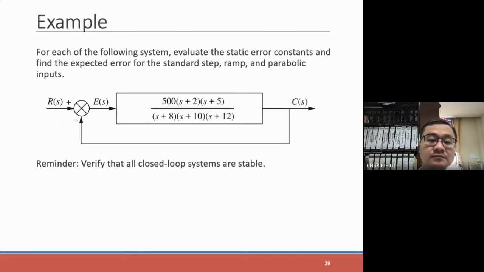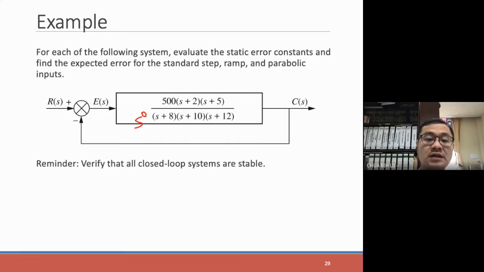So again, a quick example over here. The same type of feedback loop with a given transfer function, and we will know that the system has no zeros over here. We only have poles and so on, right?